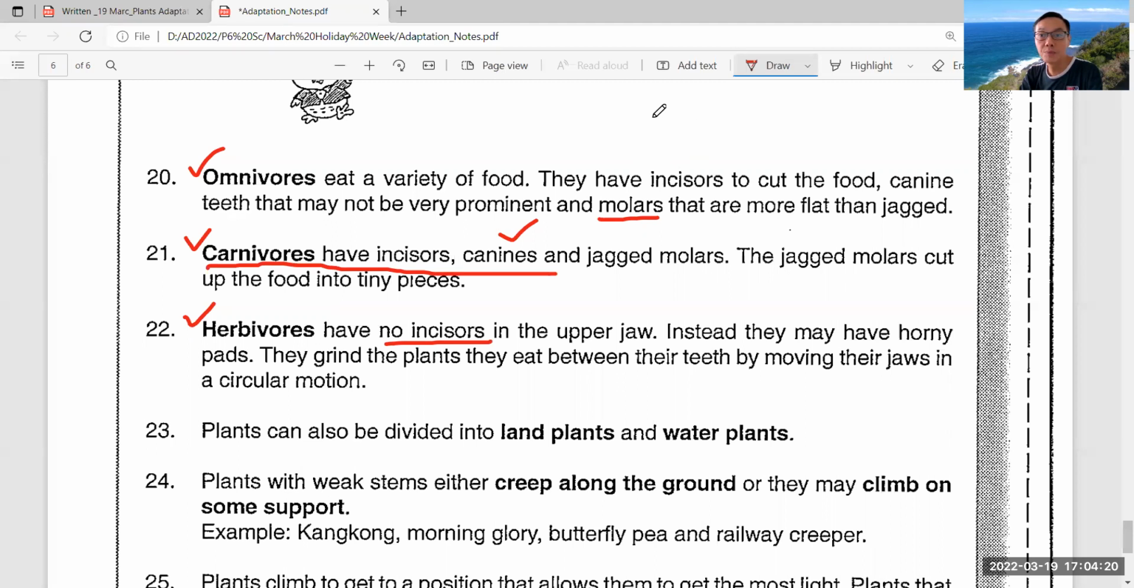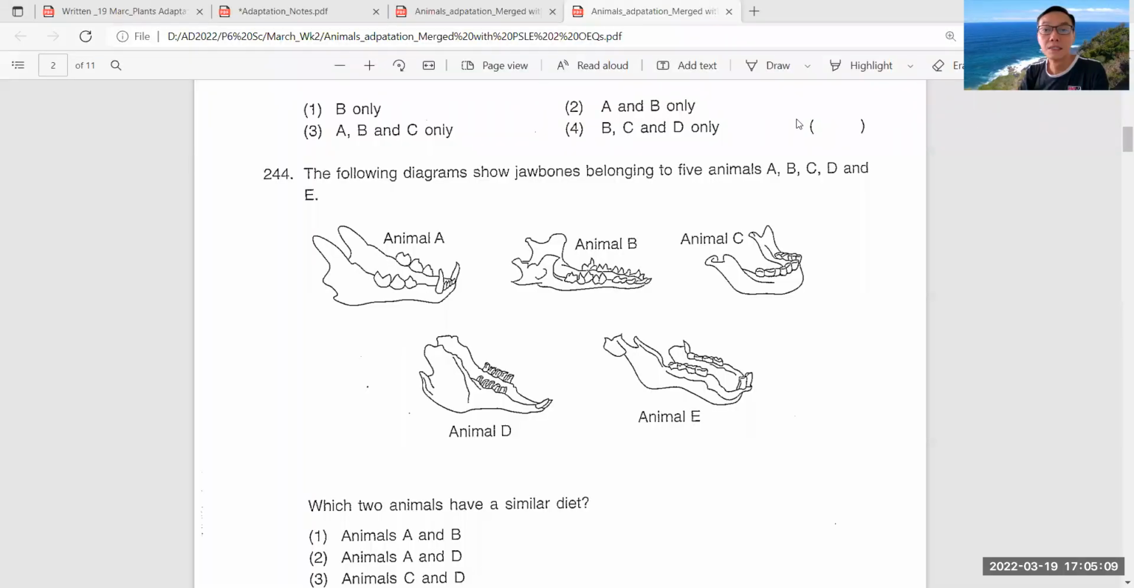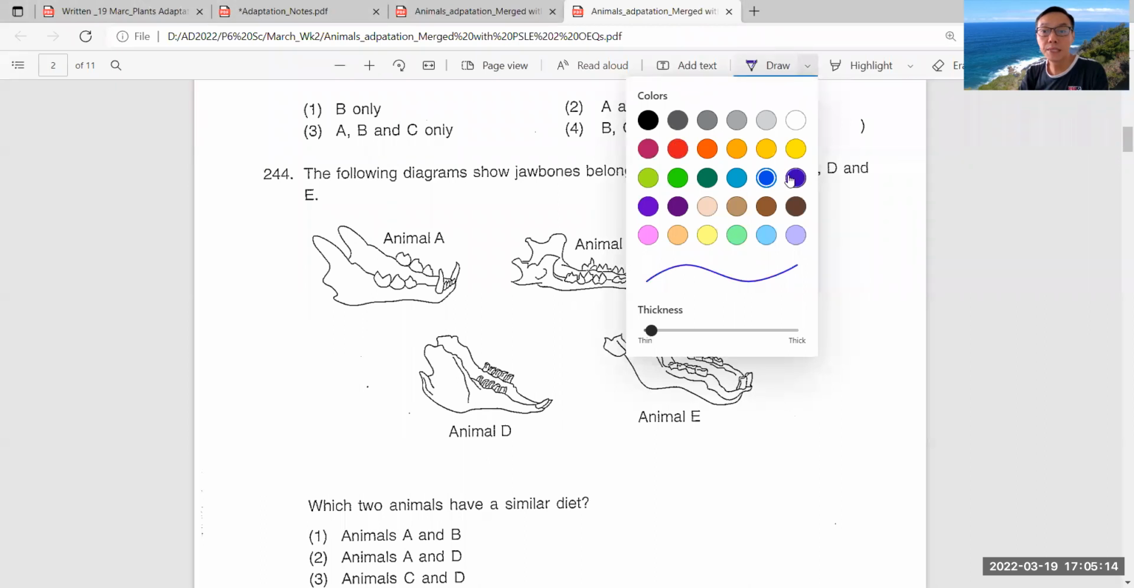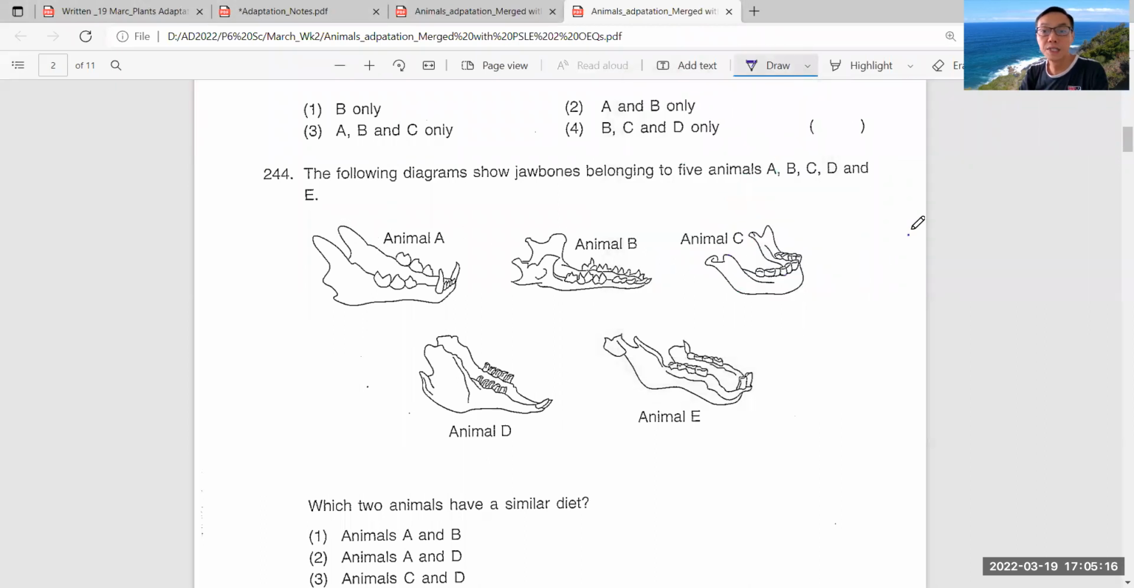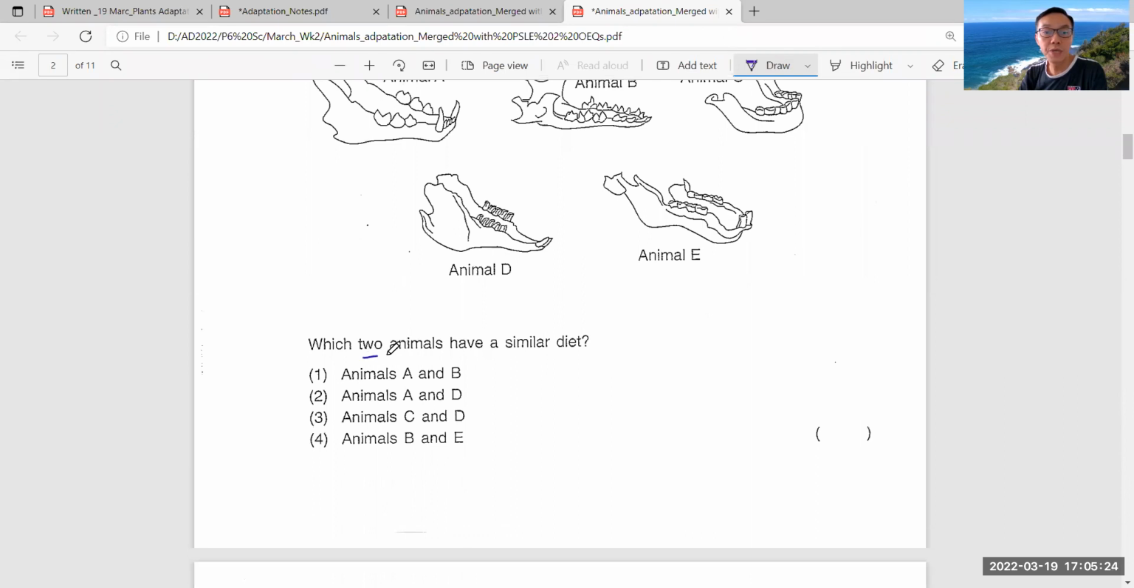So let me extract one previous worksheet to show you this example. Okay, this is what I mean, by looking at the patterns of teeth. You can see in this question, the following diagram shows jawbones belonging to 5 animals. Now they ask which 2 animals have a similar diet. So we know that you can choose carnivore, herbivore, or omnivore. Similar diet means you must choose both the same: either a carnivore, a herbivore, or an omnivore.